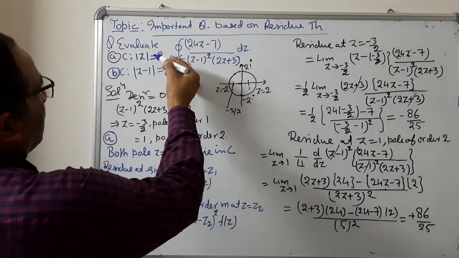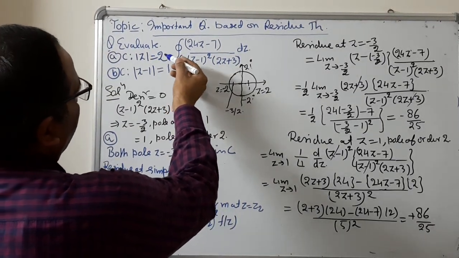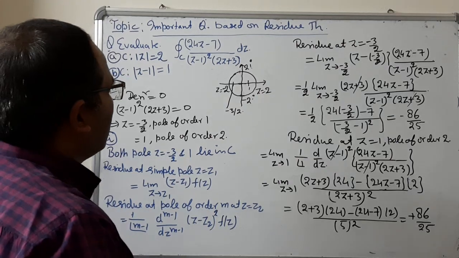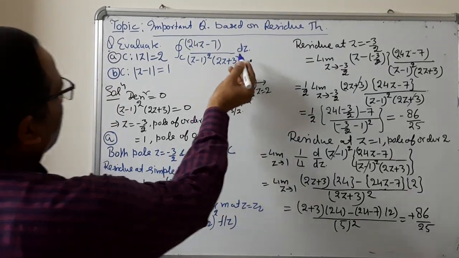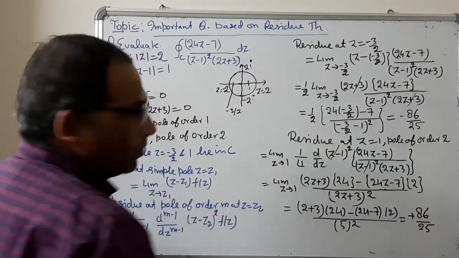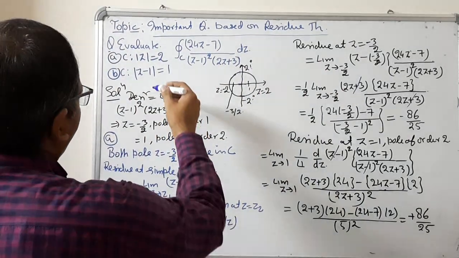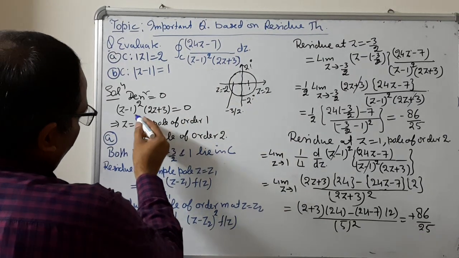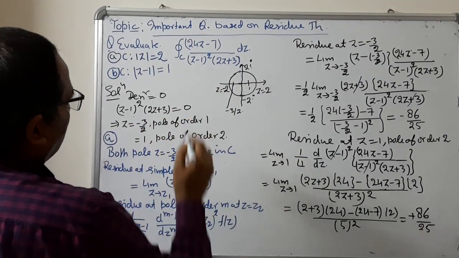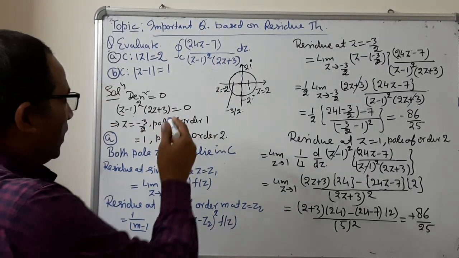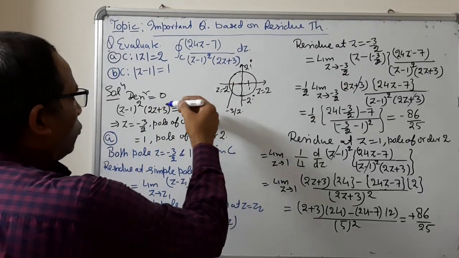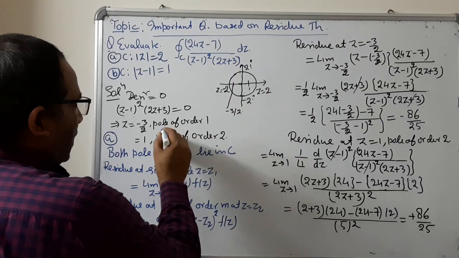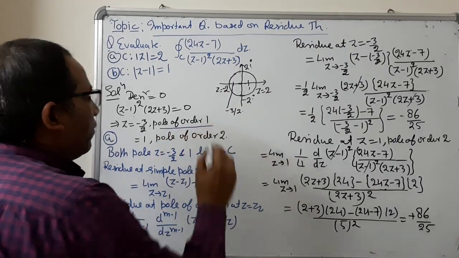In the first part, the center is 0 and the radius is 2. In the second part, the center is 1 and the radius is 1. Right? First we put the denominator equal to 0. When we put it equal to 0, we get (z minus 1) whole square (2z plus 3) equal to 0, and from here we get z equal to minus 3 by 2, because the power of 2z plus 3 is 1. So we say this is a pole of order 1.